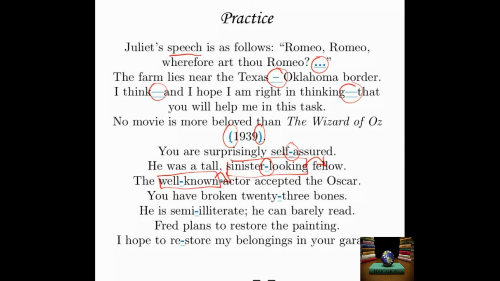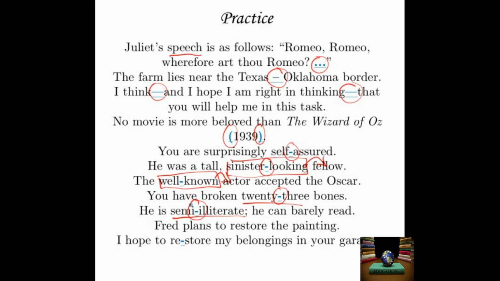Next, you have broken twenty-three bones. This is a compound number, so of course you put a hyphen between twenty and three. Next, he is semi-illiterate. He can barely read. Semi-illiterate would have to be hyphenated because otherwise you would have two I's right next to each other, and that's a big no-no in standard written English.